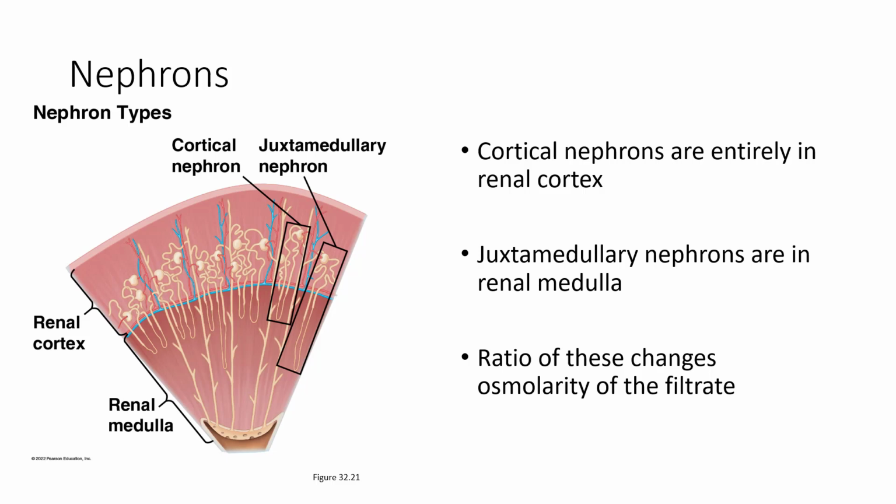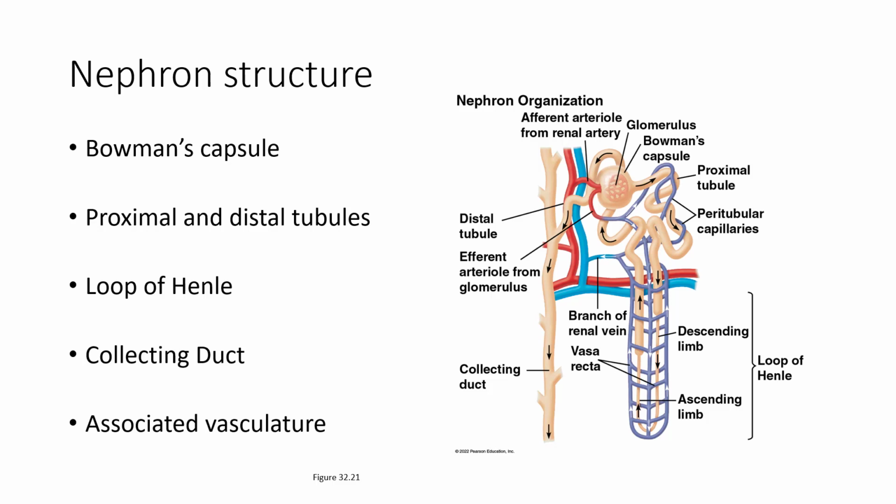And the ratio of juxtamedullary nephrons to cortical nephrons is determined by the organism and changes the osmolarity of the filtrate. This means that different mammals have different types of urine with different concentrations of urea and ions. And different animals are differently efficient at taking up water from their environment. So what's a nephron actually look like?